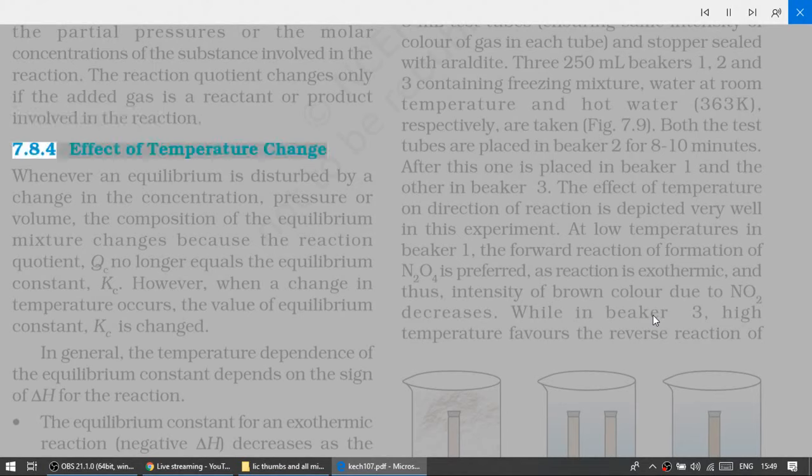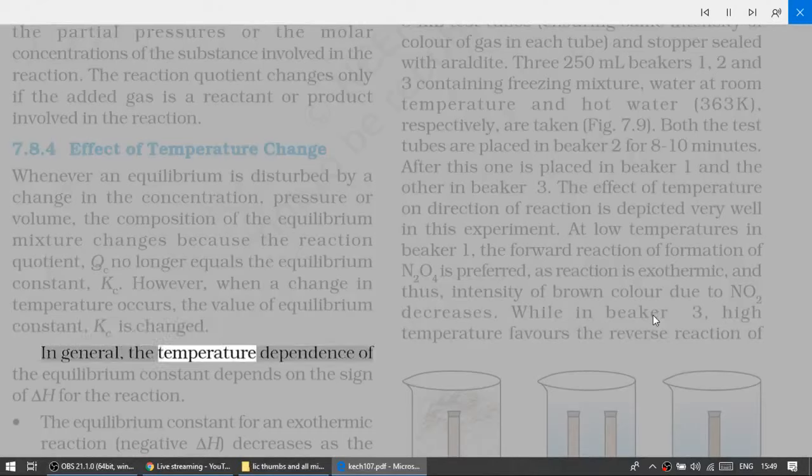Effect of temperature change. Whenever an equilibrium is disturbed by a change in the concentration, pressure or volume, the composition of the equilibrium mixture changes because the reaction quotient, Qc, no longer equals the equilibrium constant, Kc. However, when a change in temperature occurs, the value of the equilibrium constant, Kc, is changed.